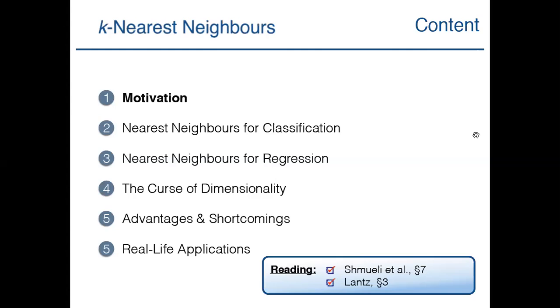Acha. Now let's start with this k nearest neighbors. So first of all, let's consider this example.